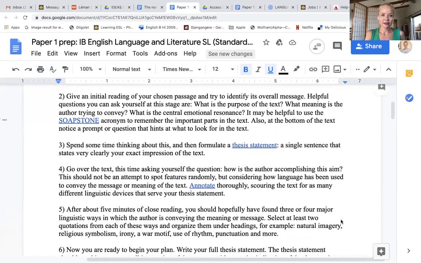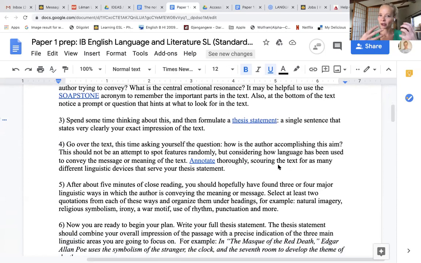Next, you're going to give it an initial reading where you try to figure out the overall message. There's a prompt or a question at the bottom of the text for standard level, and that question or direction usually gives you a hint about what the text is about. So look at the question before you read through and keep it in mind, then read through and try to figure out the gist of it, what the message is, and what could possibly be a thesis. Then the next step is to formulate a thesis statement.